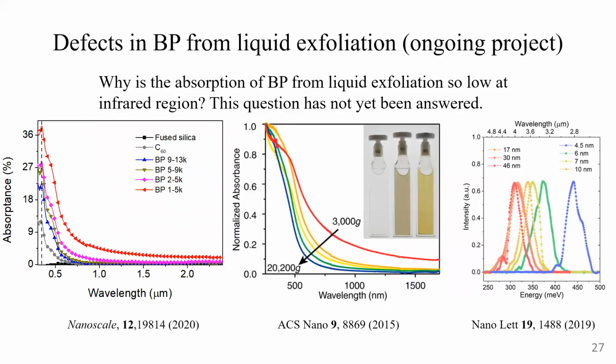Another project is the defect in black phosphorus from liquid exfoliation. And there's a question that has not been answered. That is why the absorption of black phosphorus from liquid exfoliation is so low in the infrared region. For example, if the BP was fabricated at a high centrifuge speed, the absorption in this area is very low.